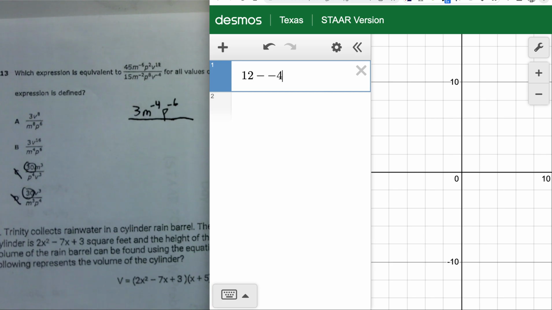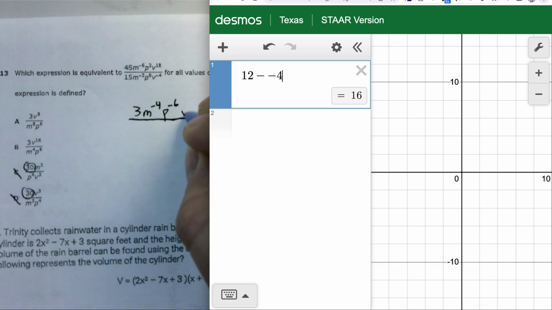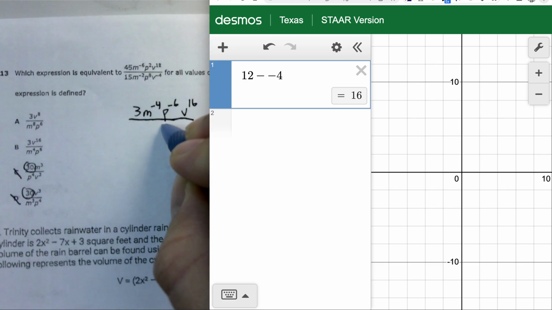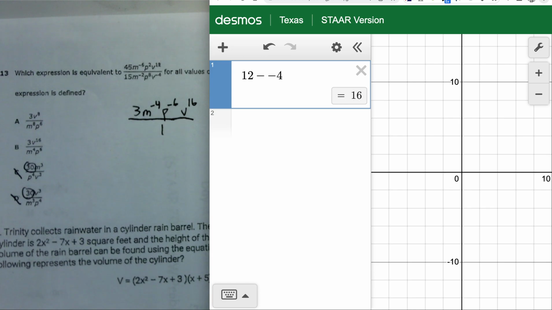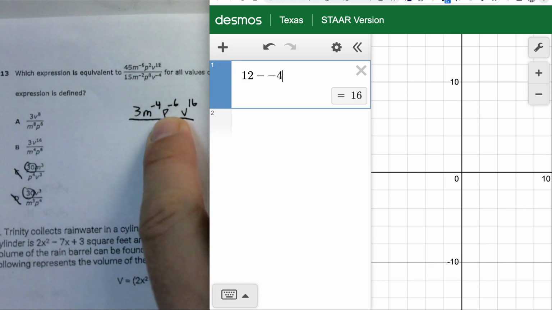12 minus -4, which is positive 16, so v to the 16th, all over 1. We're still over 1. Now, is this done? Unfortunately, no, because we do not like negative exponents. We're going to make these positive exponents by flipping those variables to the bottom of the fraction.